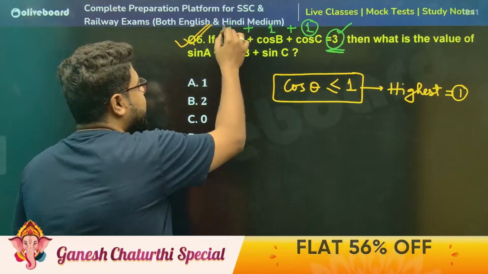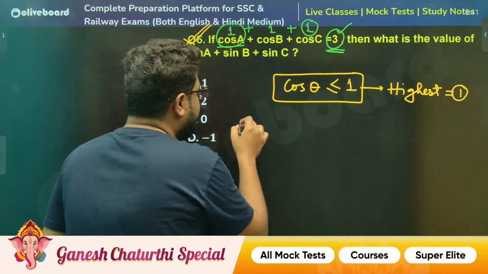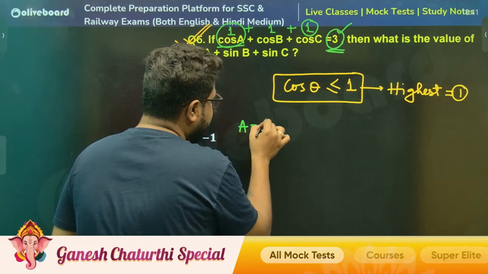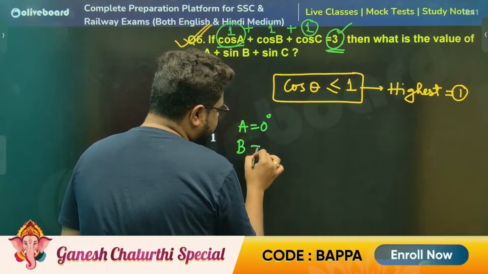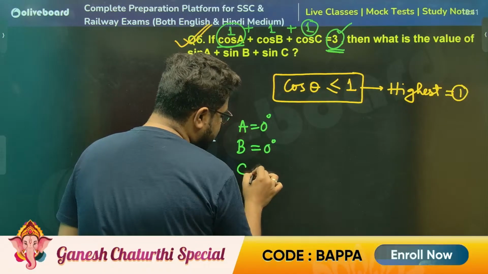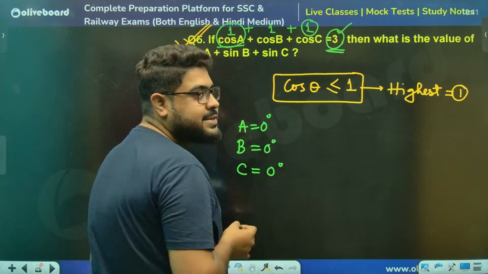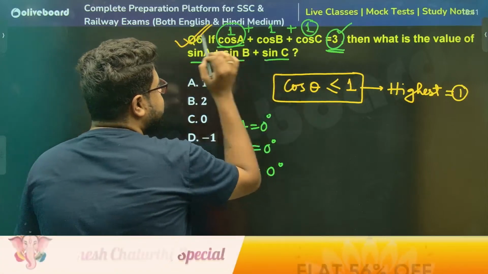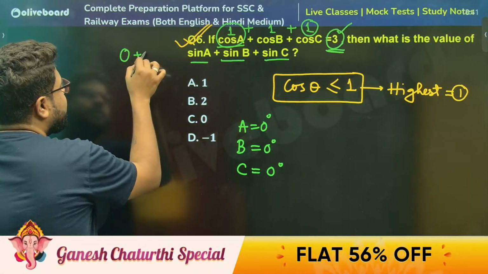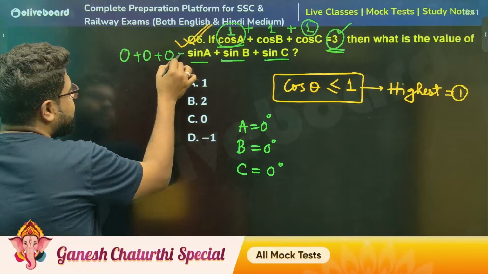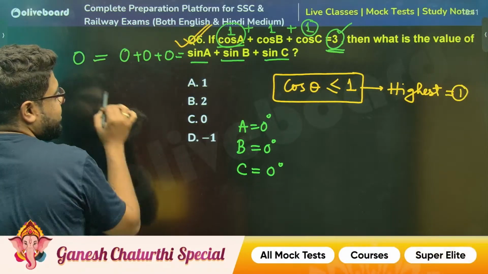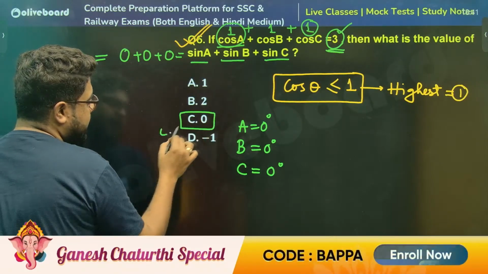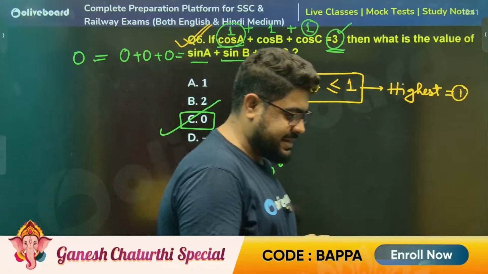Meaning when can cos A become 1? When A is 0 degree. When can cos B become 1? When B is 0 degree. When can cos C become 1? When C is 0 degree. So sine 0, sine 0, sine 0. So the answer is 0 plus 0 plus 0, that is equal to 0. Is it clear, sir?